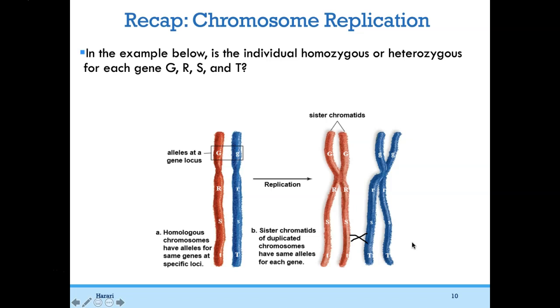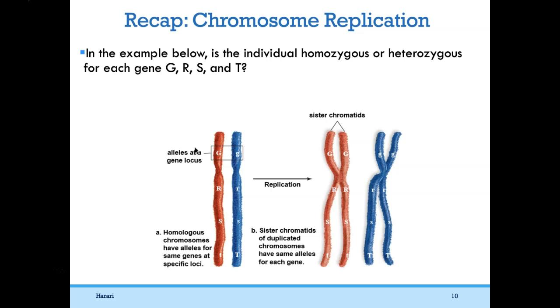So before I get to that, I want you to tell me, is this individual homozygous or heterozygous for each gene? So for gene G, is it homozygous or heterozygous? For gene R, homozygous, heterozygous? So you should tell me that right now. And you should be telling me that it's heterozygous for everything.